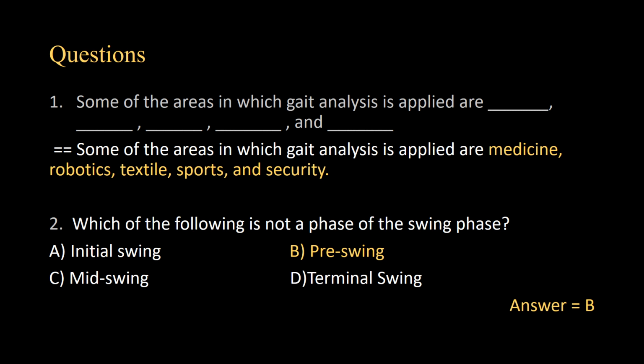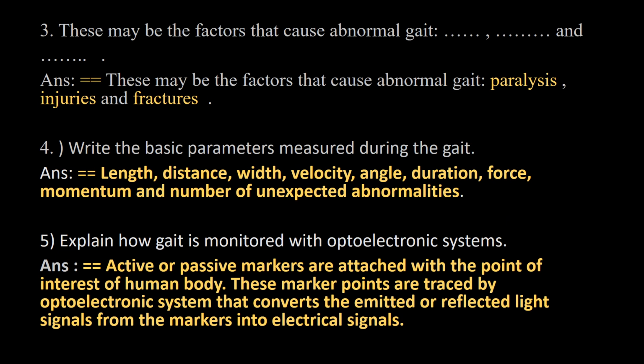Next question is, which of the following is not a phase of the swing phase? A. Initial swing, B. Pre-swing, C. Mid-swing, D. Terminal swing. The answer is B. Third question, these are the factors that cause abnormal gait. The answer is paralysis, injuries, and fractures.